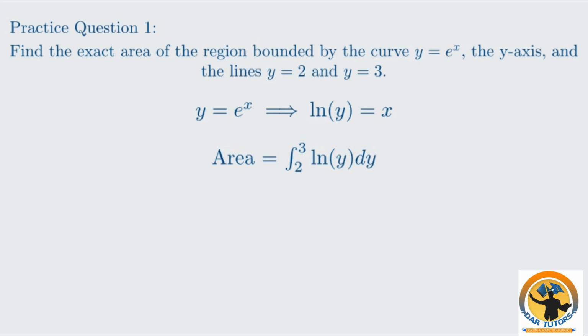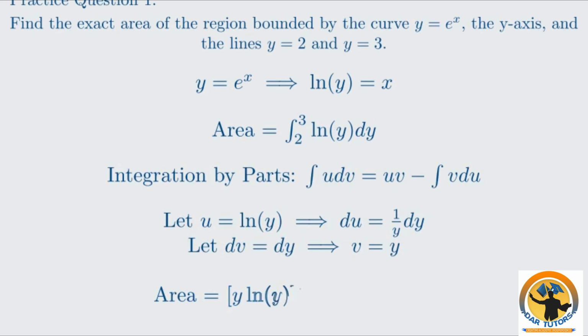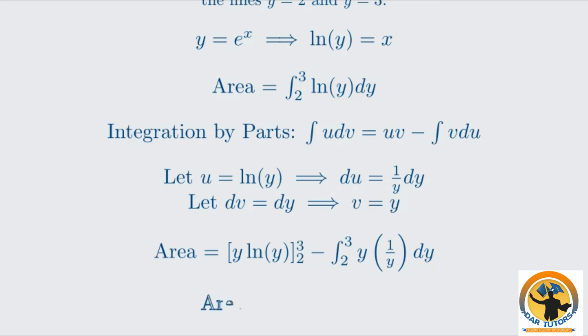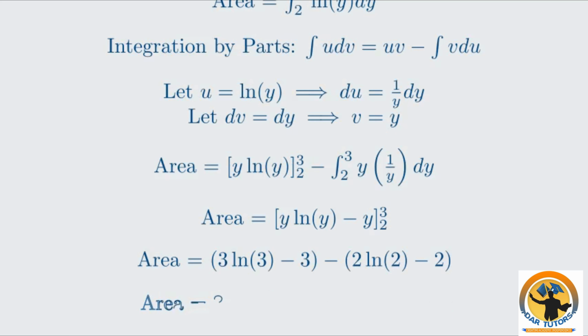To solve this, we need to use integration by parts. Let u equal ln of y and dv equal dy. Then du is 1 over y dy and v is y. Applying the formula, we get y ln of y minus the integral of y times 1 over y dy. The integral simplifies to the integral of 1 dy, which is just y. So our expression becomes y ln of y minus y, evaluated from 2 to 3. Plugging in the bounds, we get 3 ln of 3 minus 3 minus 2 ln of 2 minus 2. Rearranging the terms, the exact area is 3 ln of 3 minus 2 ln of 2 minus 1 square units.